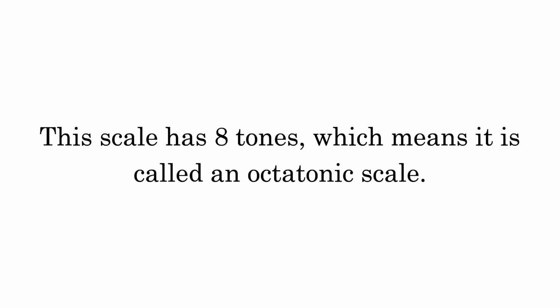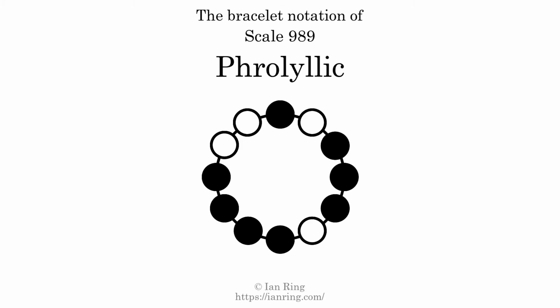This scale has 8 tones, which means it is called an octatonic scale. This is a bracelet notation diagram of scale 989. The shaded circles represent tones that appear in the scale, and they are read clockwise, starting at the top.